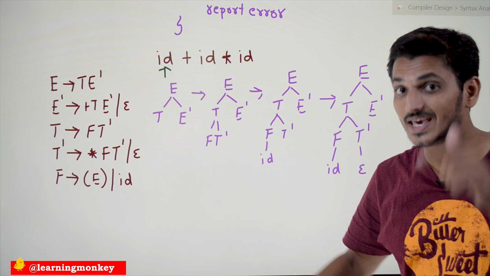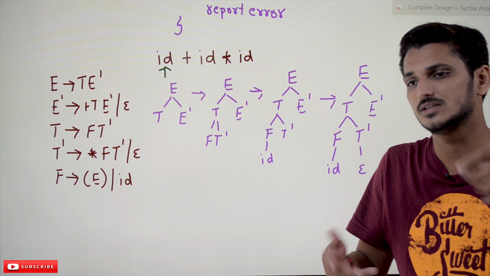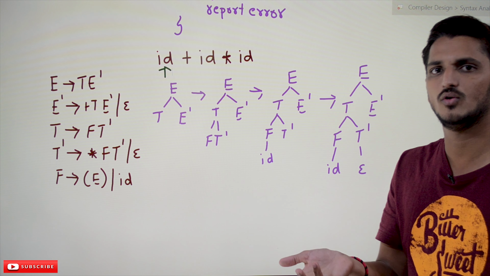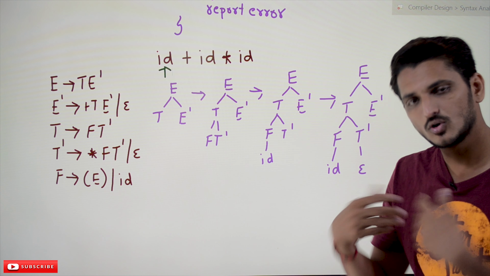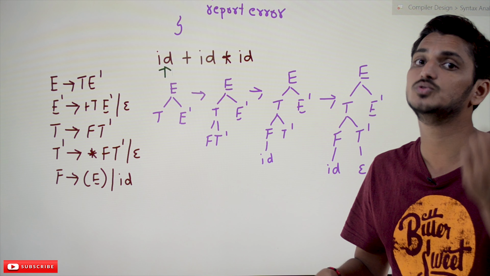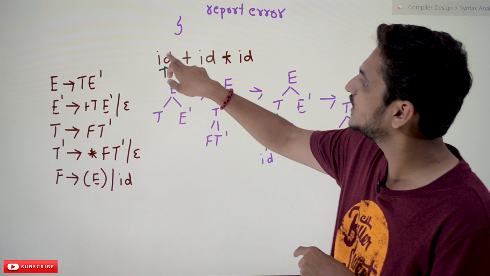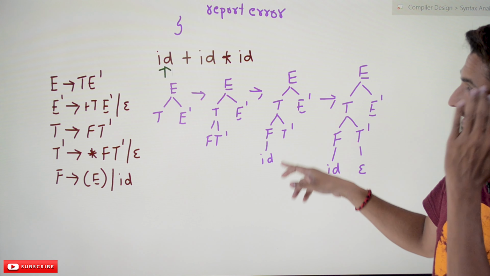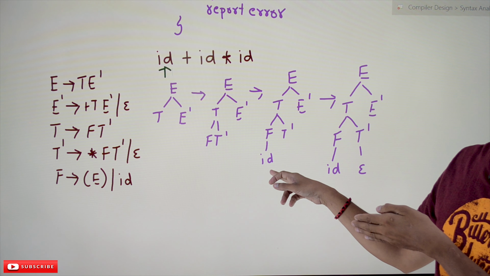But this is not the case in recursive descent parsing. What does recursive descent parsing say? Take any one production. If it is matching, okay, go with it. Otherwise, take the next production. If it is matching, go with it. Otherwise, take the next production. That is what recursive descent parsing is doing. But here in predictive parsing, we are going along with the input symbols. Here it is matching ID.